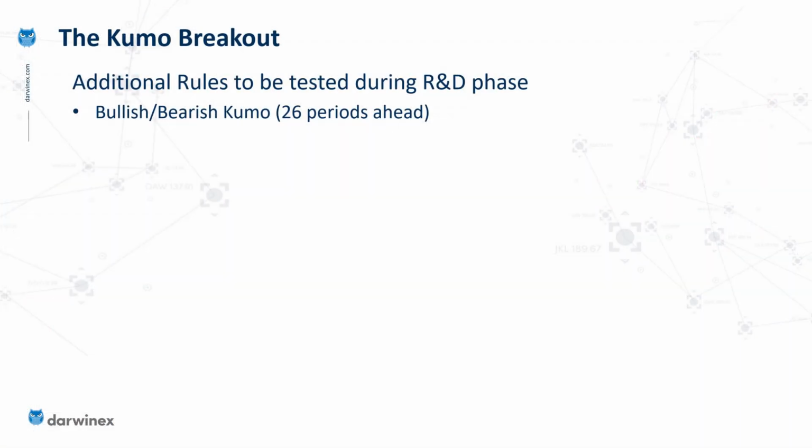Okay, now one other rule that I will want to be testing out here is looking to see whether the Kumo is bullish or bearish 26 periods ahead of the current price action when we're considering opening a position. And this could well provide us with an additional effective filter, but of course until we try this out in that research and development phase, we won't know.